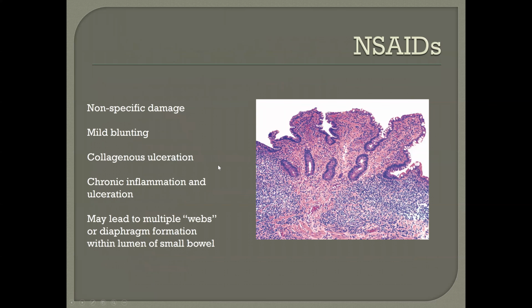NSAIDs, as I mentioned here, as an example of a type of injury, sort of a blunting, fibrosing disorder, a little bit of epithelial reactive atypia, collagenous changes. This can even lead to the formation of sort of webs as the scarring proceeds, leading to potentially problems within the lumen of the small bowel. Now, those don't usually cause obstruction because the stool is still liquid at that stage, but it certainly can alter motility and create some other symptoms.